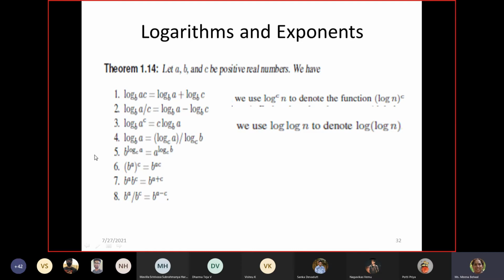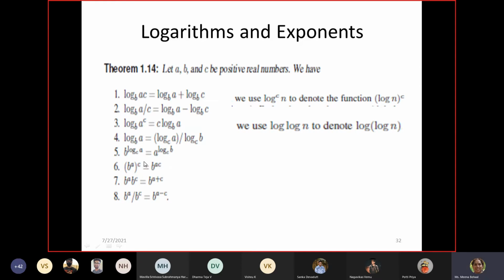Then another theorem is b to the power of log a base c is a to the power of log b base c. You can prove this. So how do you prove it? You take the left hand side and take log on both the sides. You use changing the base, and then you should reach the right hand side. That is how you prove it: b to the power of log a base c is a to the power of log b base c.